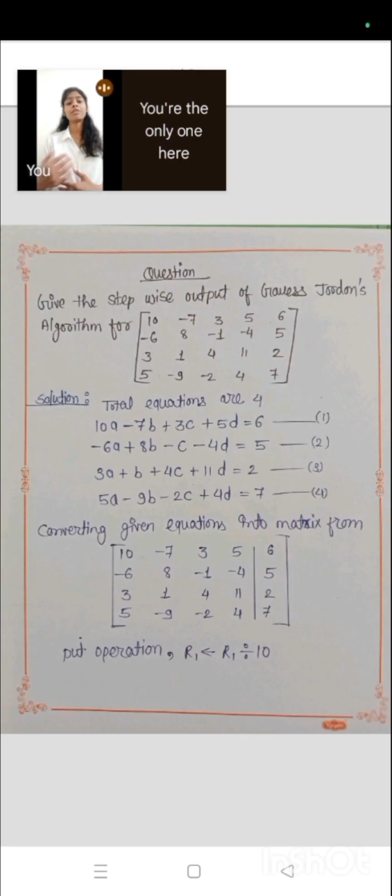Today we solve a column interval question. Give the stepwise output of the Gauss Jordan algorithm for the given matrix. Let's solve the question. Here the total number of equations is 4. So we write this matrix in this type of equation.